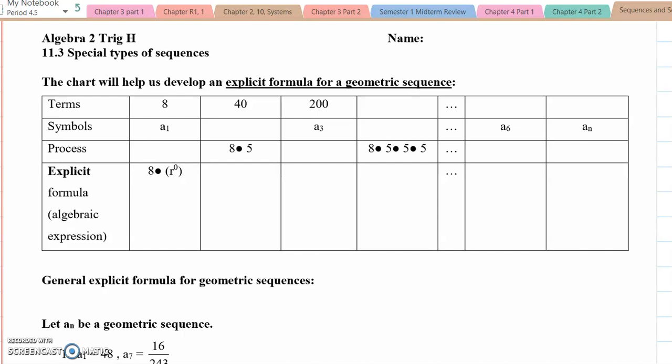We're going to be looking at the explicit formula for a geometric sequence. Remember that a geometric sequence is one in which you get other terms by multiplying by the same number, and that same number is called a common ratio.